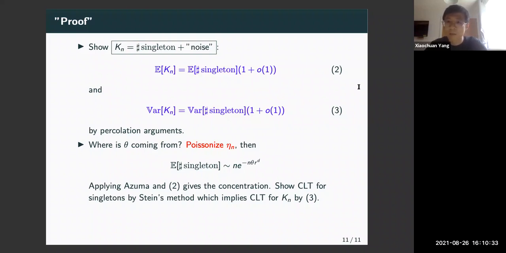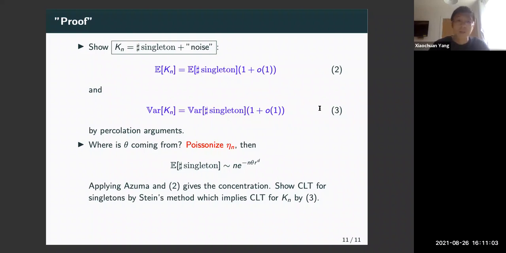To be more precise, the main body of the paper is devoted to showing the following two relations. The first says that the expected value of Kn is asymptotically equivalent to the number of singletons. And the variance satisfies an analogous relation. So these 2 and 3 are really the crucial step, the crucial computation in the paper. This can be done by some percolation arguments.